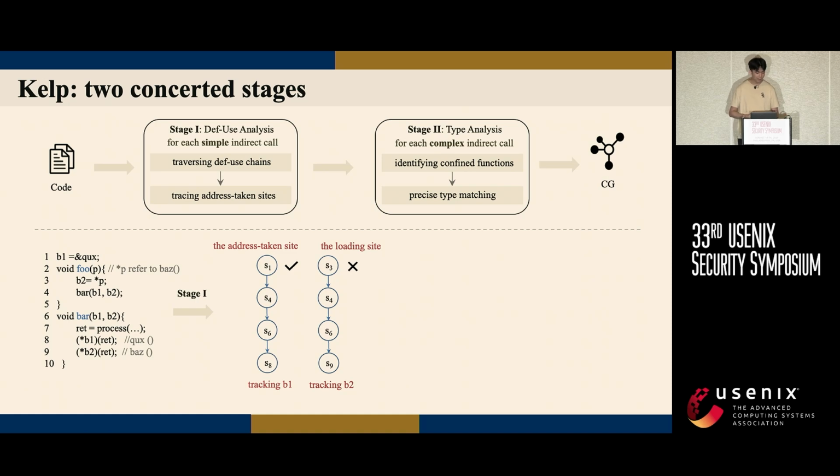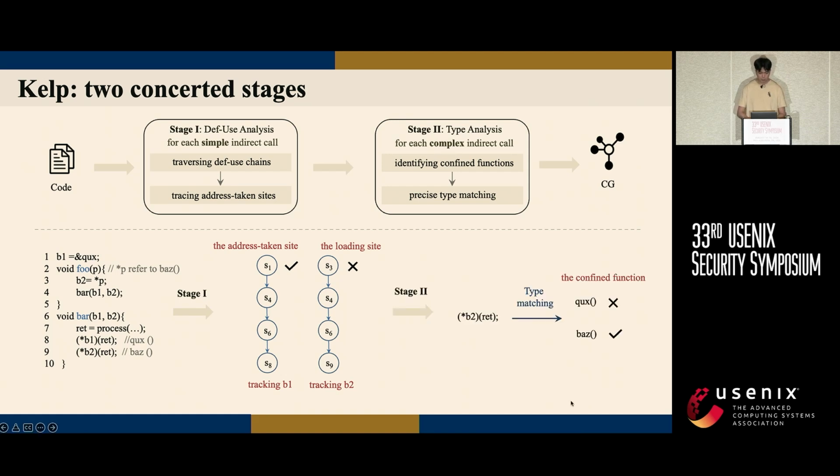We first traverse the def-use chain of the function pointer B1, and then we will finally reach statement 1, which is just an assignment where the address of QS is assigned to the B1 pointer, and this means that the indirect call at line A will only call into this QS function. So in this way, the function pointer B1 is precisely resolved. For the remaining function pointer B2, we also traverse its def-use chain. And in this case, at line 3, we will reach a load instruction. So this means that this function pointer is a complex function pointer. It will be left to the second stage.